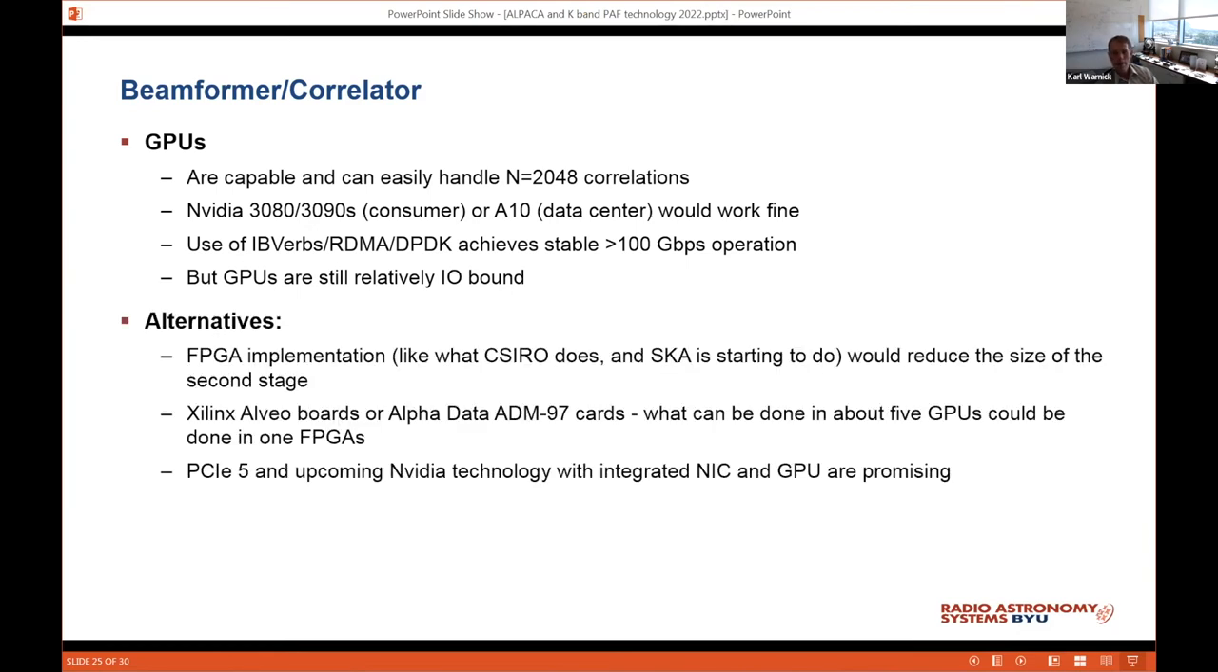Alternatives. CSIRO in Australia and some of the SKA development universe are moving some more functions onto the FPGA than our group is doing. The FPGAs can do more with careful programming. The challenge there is that FPGA development time is much longer, maybe 30x general purpose programming like you do on a GPU or a CPU. But people are doing it. It works, and it is maybe a little bit more efficient use of the hardware. PCIe 5 will overcome some of the GPU to CPU data interchange bottleneck. So we're looking for some improvements there.